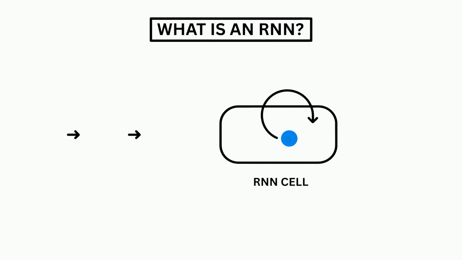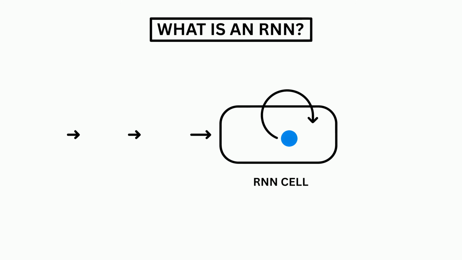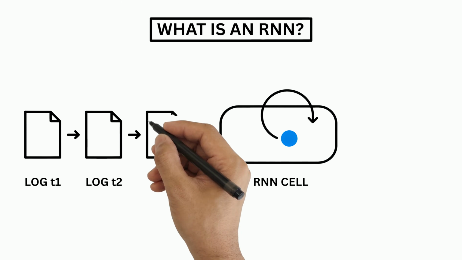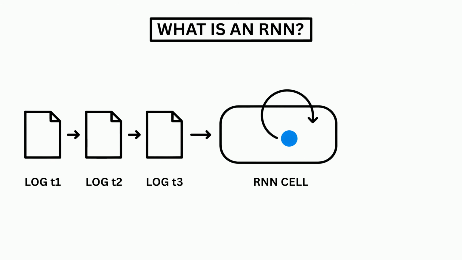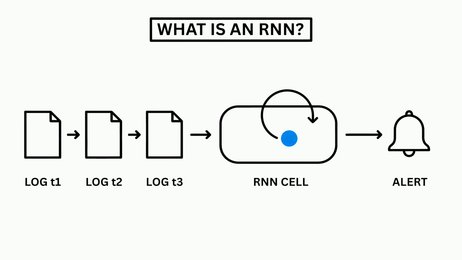That's where the recurrent neural network, or RNN, comes in. An RNN reads data one step at a time, and after each step, it carries forward a memory of everything it has seen so far. As log T1 comes in, the RNN processes it and updates its memory. Then log T2 arrives, and the RNN combines it with what it remembers from T1. By the time it reaches T3, it has built up context across the whole sequence. And that context is what lets it flag a threat, like this brute force login pattern that no single log entry could reveal on its own.